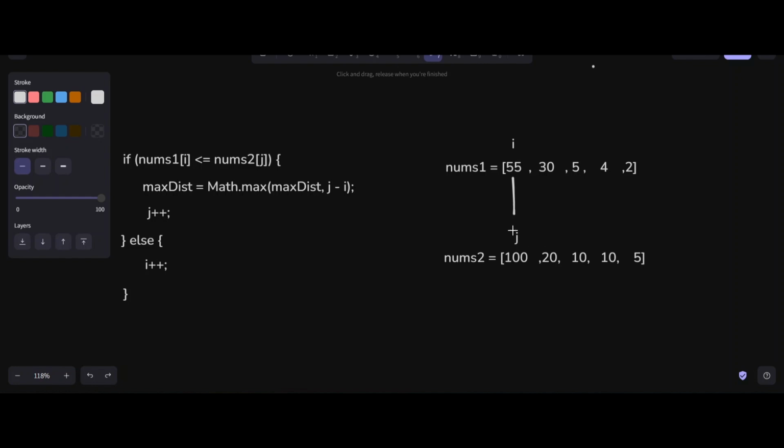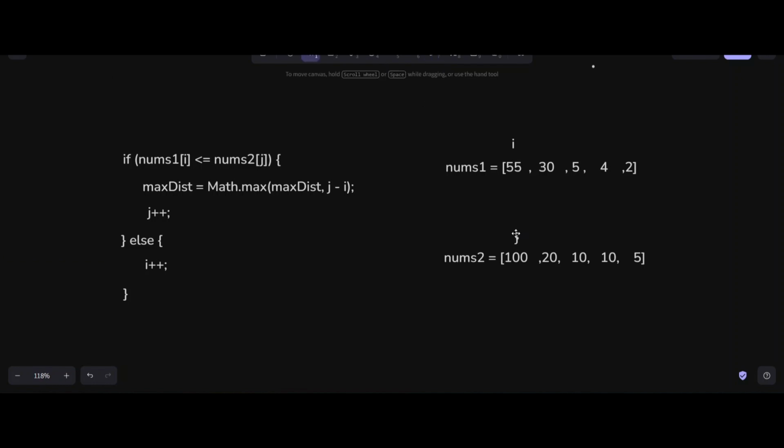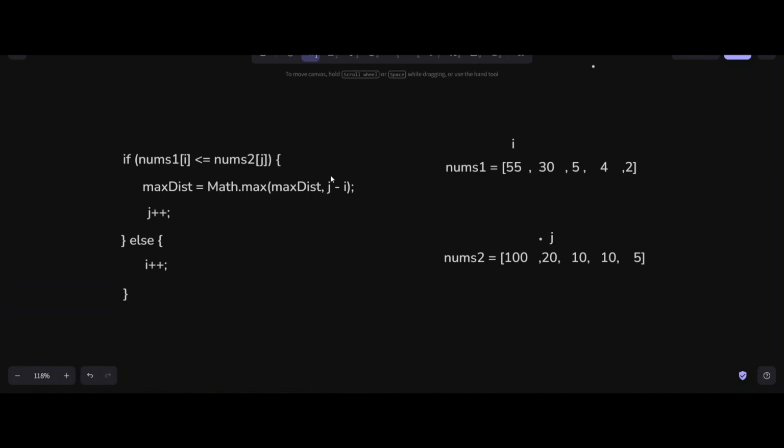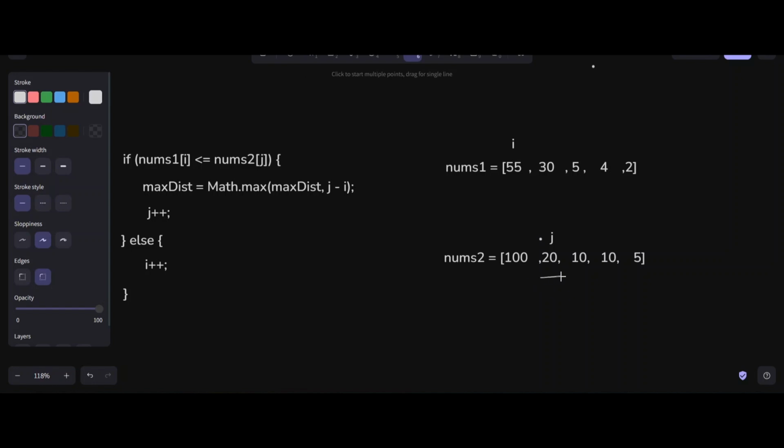Got it, so just increase the j. Okay, so your j will come at this point, I can say, right? Got it. Now check again: is nums2 of j greater or equal to nums1 of i? No, this is not. So now think about it, if j is not a valid case, means this 20 is not greater or equal to this 55, so is there a case that I should go on the right of j for this i? Think about it.